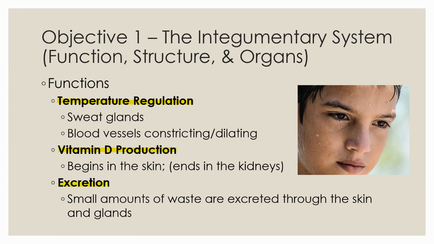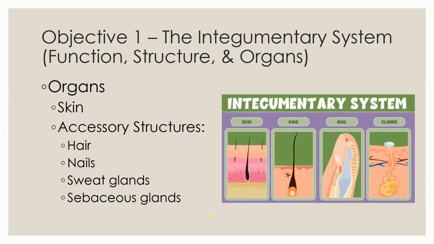And your skin can also be an excretory organ, so when we secrete sweat, there are small amounts of metabolic waste that can come out of our sweat. So another function is excretion. Now, some of the main organs, there's really one main organ, the largest organ in your body, and that's going to be your skin, that outer boundary, that outer barrier that protects us. But we also have some accessory structures like the hair and the nails that are on our skin or within our skin. And then we have a couple of important glands. We have sweat glands, also known as sudoriferous glands, as well as sebaceous glands, which are oil glands.